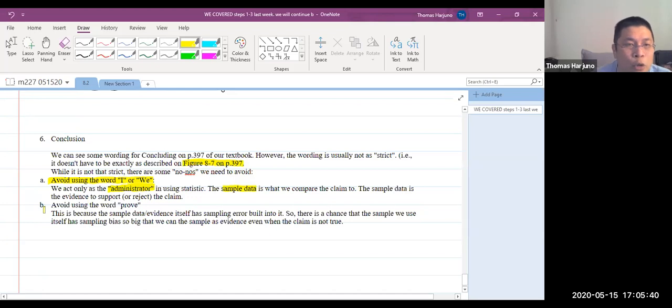Second, avoid using the word proof. We are not proving anything because the sample data or the evidence that we use may itself have sampling error built in. Because of that sampling bias, it is possible that the claim is true, yet we reject it. It's like this. It is possible that I'm so good in statistics, but when I took a test, I failed it. It's possible.